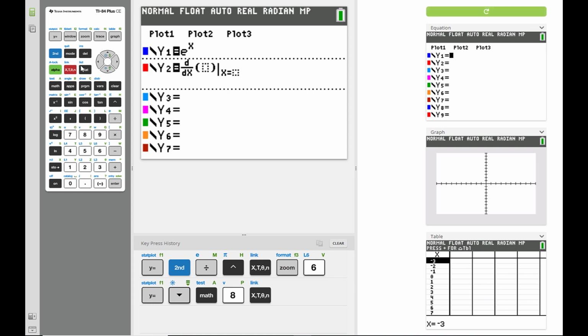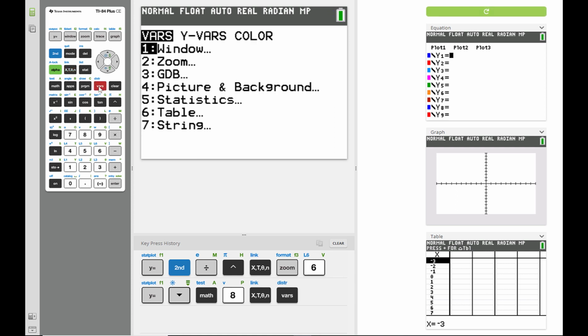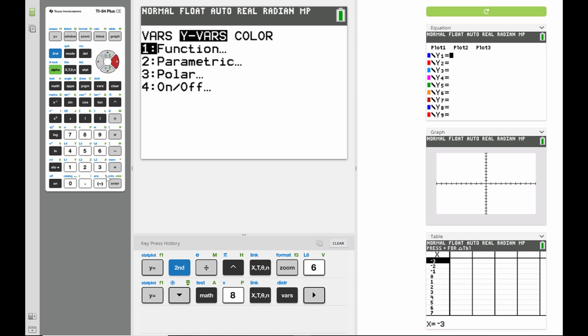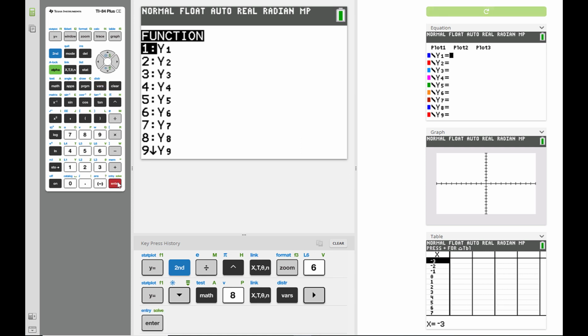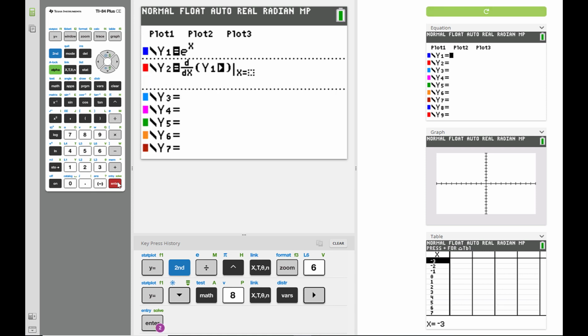Here inside the parentheses, we need to put down the function. So I'm going to click on the vars button, and I'm going to scroll over to the right where it says y vars, and I'm going to click on number 1, y sub 1, and then by pressing enter on y sub 1, that's going to input the function that I have already for y sub 1. And then here it's going to say such that x is equal to x, and that's going to provide me the derivative of my function f of x equals e raised to the x.